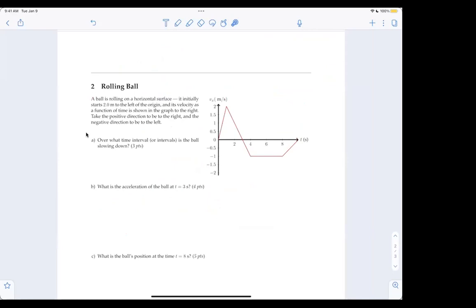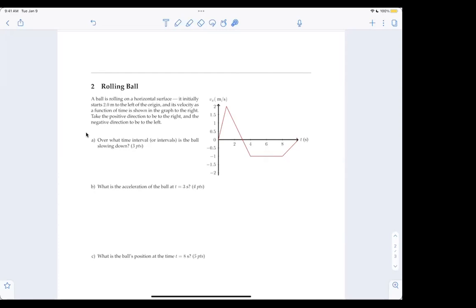it says rolling ball for problem 2, right? So we have a ball is rolling on a horizontal surface. It initially starts 2 meters to the left of the origin, and its velocity as a function of time is shown on the graph to the right. So let's take the positive direction to be the right and the negative direction to be the left. So we have the initial position, right? xi is 2 meters to the left of the origin, right?